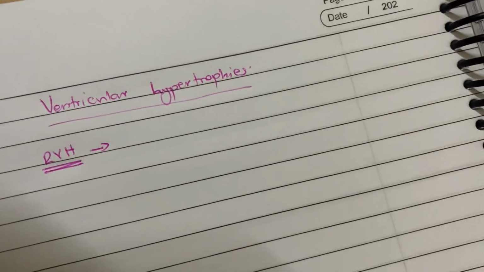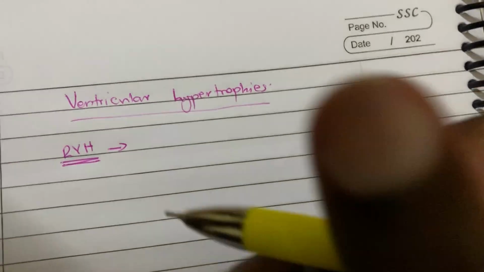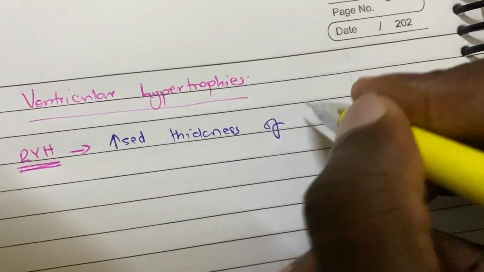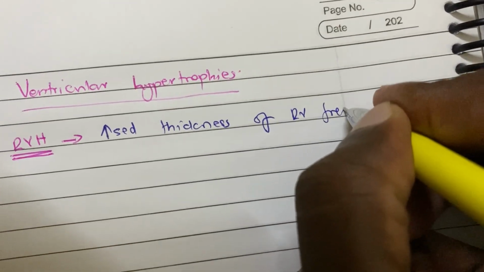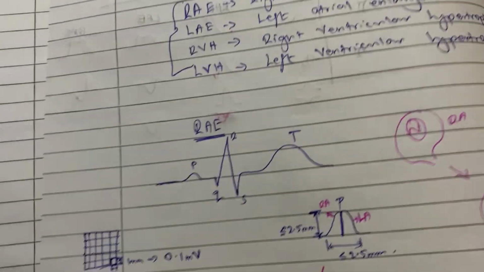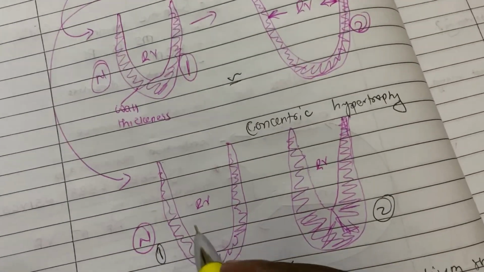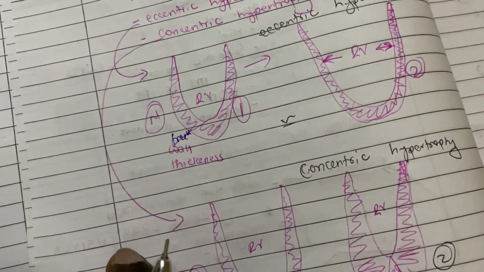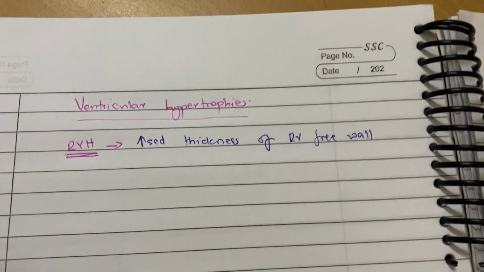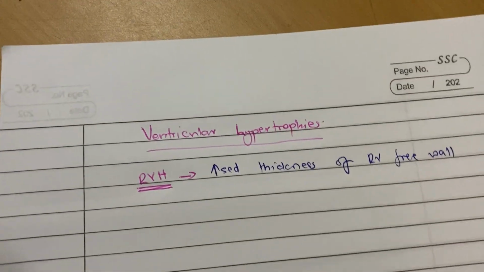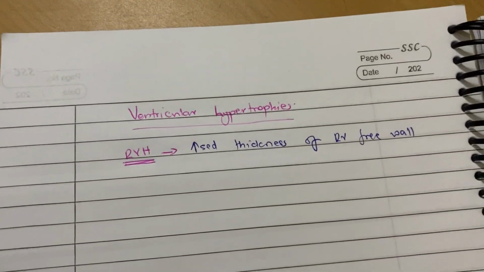Here we have increased thickness of RV free wall. As a free wall, like how I drew it this side. This is a free wall. Increased thickness of RV free wall. So that is ventricular hypertrophy, or increase in cavity size.